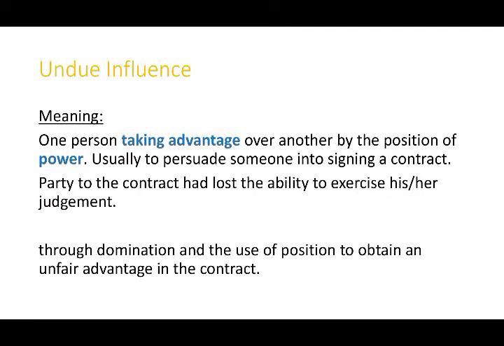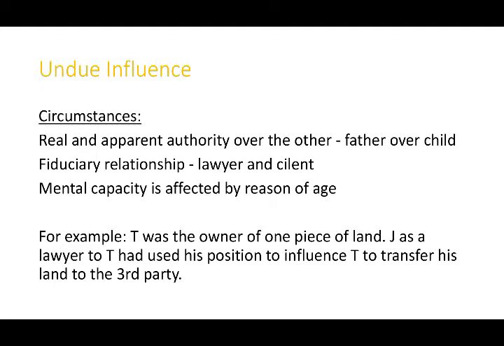The meaning of undue influence is one person taking advantage over another by a position of power, usually to persuade someone into signing a contract. The party to the contract has lost the ability to exercise his or her judgment, usually through domination and the use of position to obtain an unfair advantage in the contract. Circumstances of undue influence are real and apparent authority over the other, such as father over child, fiduciary relationships, such as lawyer and client, and mental capacity affected by reason of age.